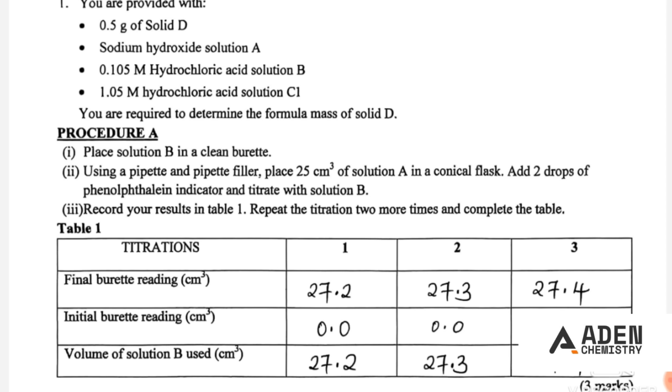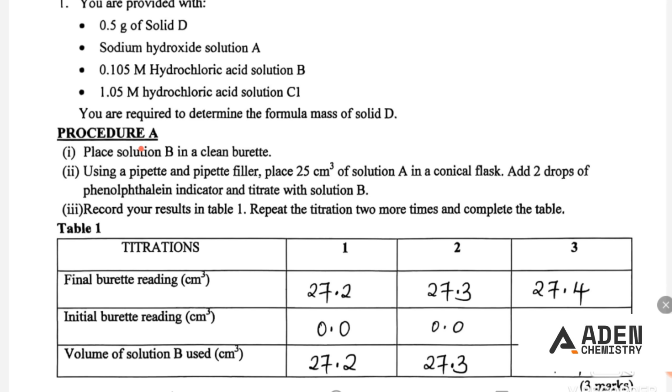We are told you are provided with 0.5 gram of solid D. Roman 2, we are given sodium hydroxide labeled solution A. Then we are given 0.105 mole hydrochloric acid, which is labeled solution B. Then we are given 1.005 mole hydrochloric acid solution labeled C1. We are told you are required to determine the formula mass of solid D. That is the aim of this titration experiment.